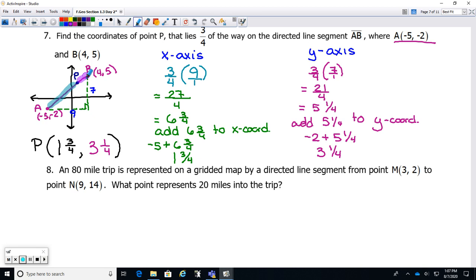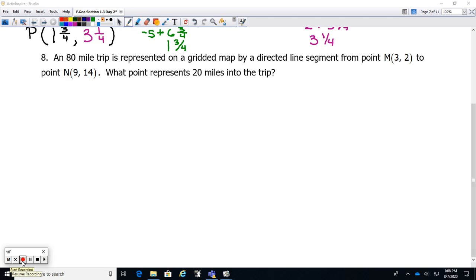And I got one more to go. Let me move the screen on up and then I'll continue. So again, our last problem does not have a diagram, so I'm going to just make at least a sketch of a coordinate plane to help me out visually. Then it says an 80-mile trip is represented on a grid by a directed line segment starting from point M, which is (3, 2), to point N, which is (9, 14).